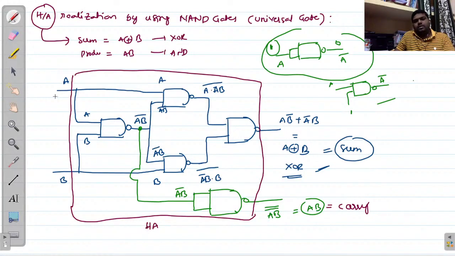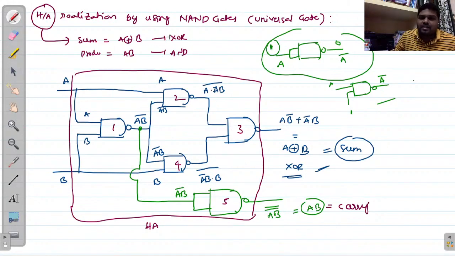Okay, so these are our inputs and these are our outputs. In order to implement a half adder, how many NAND gates are required? That is the entrance question. So 1, 2, 3, 4, 5. That means we require 5 NAND gates to implement this particular half adder realization.